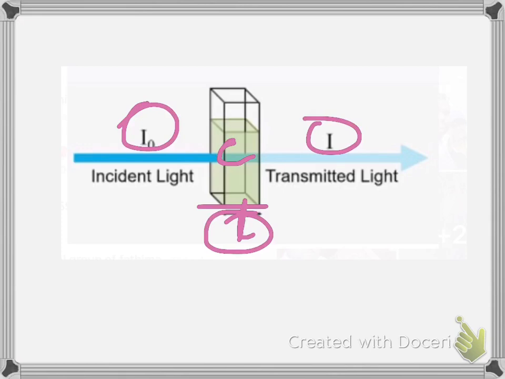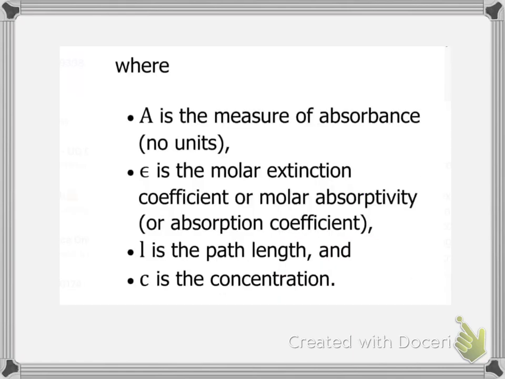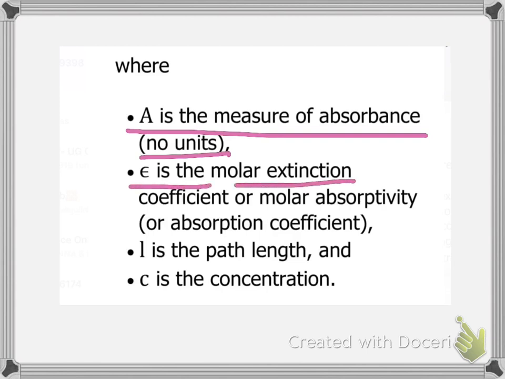Now coming to the equation of Beer-Lambert's law. Beer-Lambert's law is written as A equals epsilon LC, where A is the measure of absorbance and it has no unit. Epsilon is the molar extinction coefficient, also known as molar absorptivity or absorption coefficient.